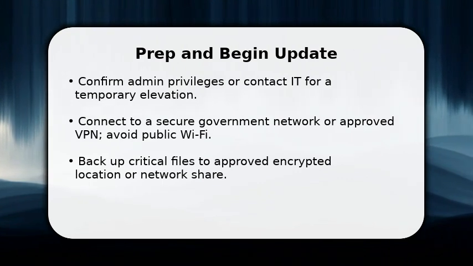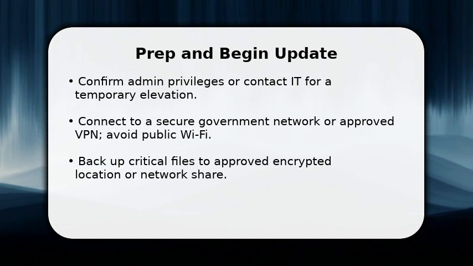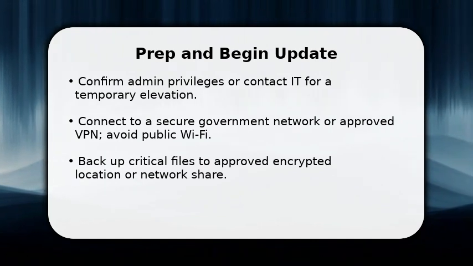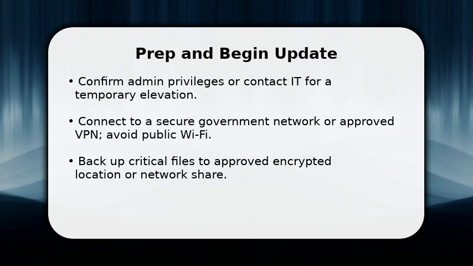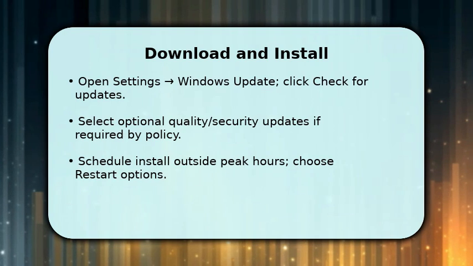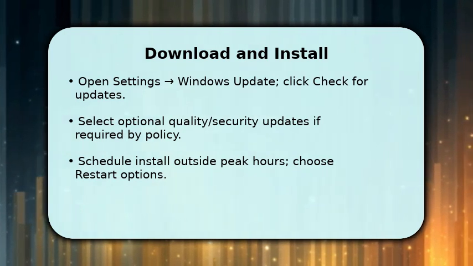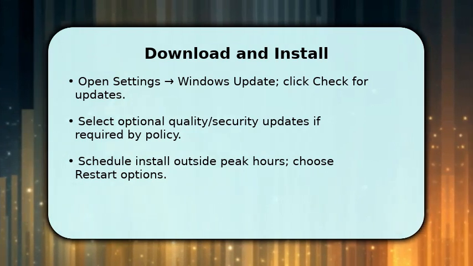Begin by opening Settings and navigating straight to Windows Update to check for available updates. Don't delay. You'll see available updates after you click Check for Updates. Let Windows download them fully before proceeding. If policy requires optional security or cumulative updates, select them now and confirm any prompts for features or drivers.